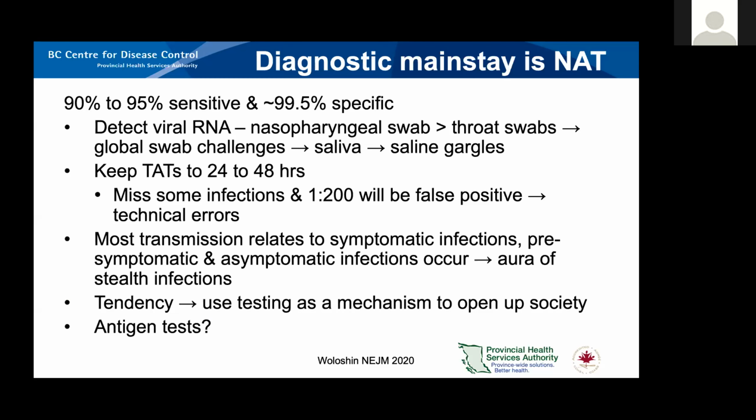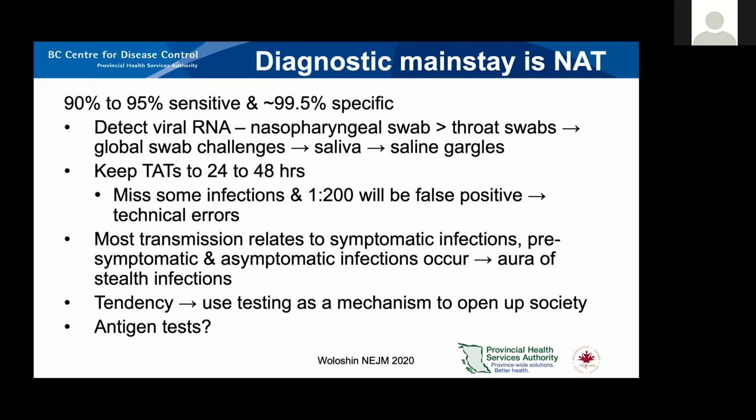You can miss some infections, and about 1 in 200 will be false positive. Most of those false positives are analytical or technical. The tests themselves don't cross-react with any other viruses. Because I do believe most transmission relates to symptomatic infections, and we'll talk about this, but pre-symptomatic and asymptomatic infections occur, and I've just mentioned that. So you have this aura of stealth infections, and that scares everybody.